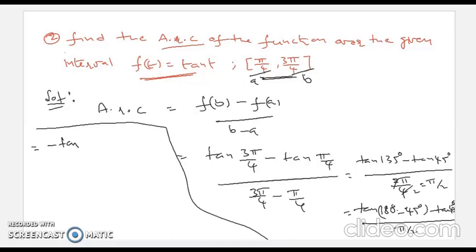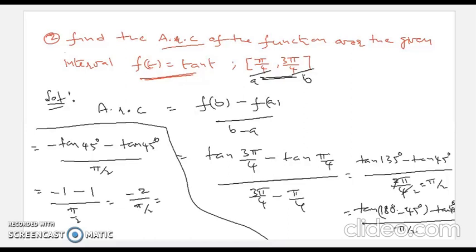So tan of 180 minus 45 means minus tan 45 degrees, already we have tan 45 degrees by pi by 2. That is equal to minus tan 45, whose value is 1. So minus 1, minus tan 45 again 1 by pi by 2. So minus 2 by pi by 2. That is equal to minus 4 by pi.